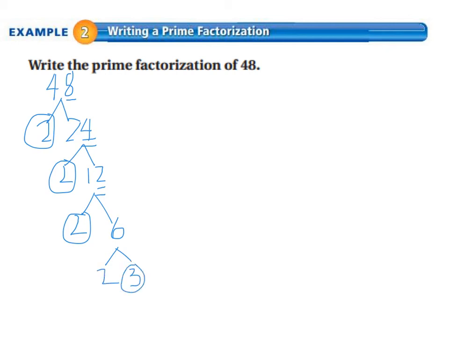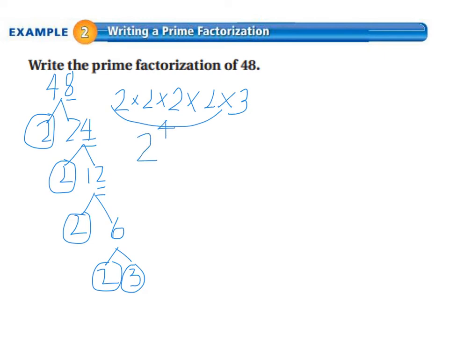And now I have all prime numbers, so I can rewrite my prime factorization as 2 times 2 times 2 times 2 times 3. And if I wanted to write my 2's all together as a power, I would have a base of 2, and I have 4 of those, times 3.